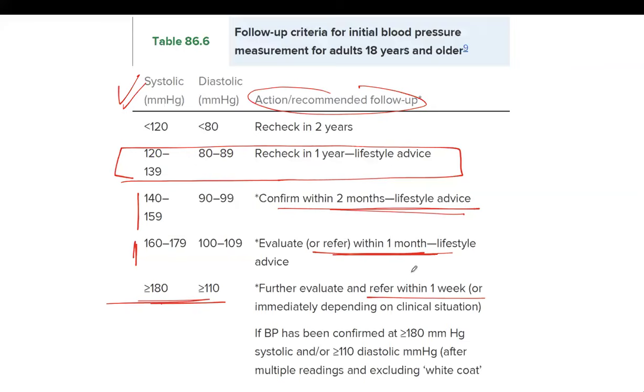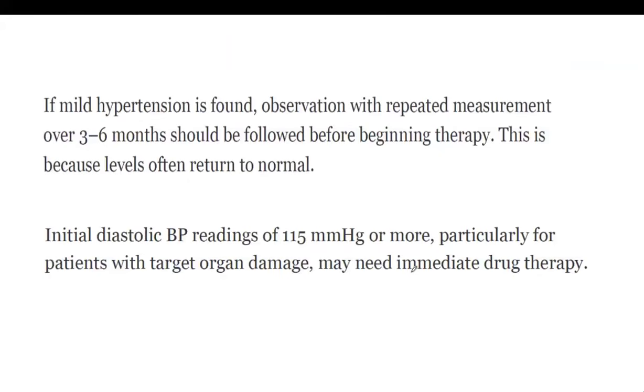So you just need to know that for mild hypertension, we need to confirm within 2 months. For moderate, we need to evaluate within a month. And for severe, within a week at least.